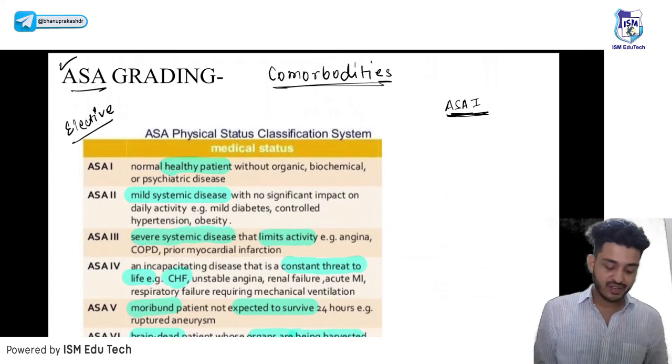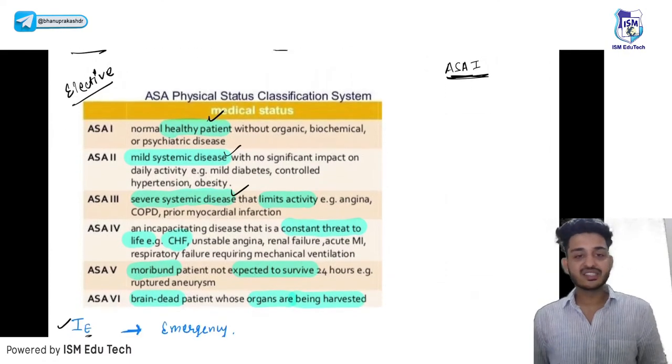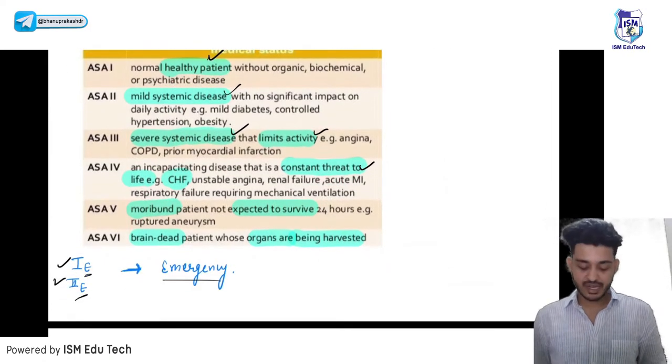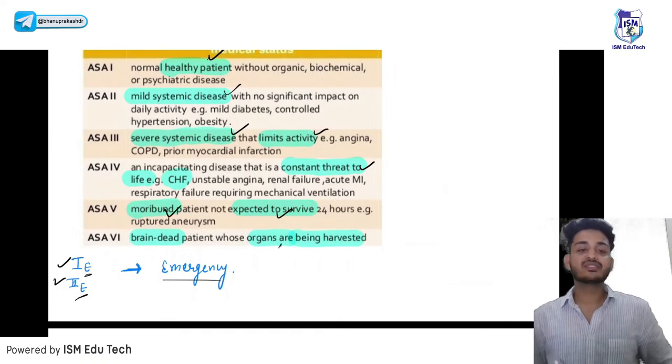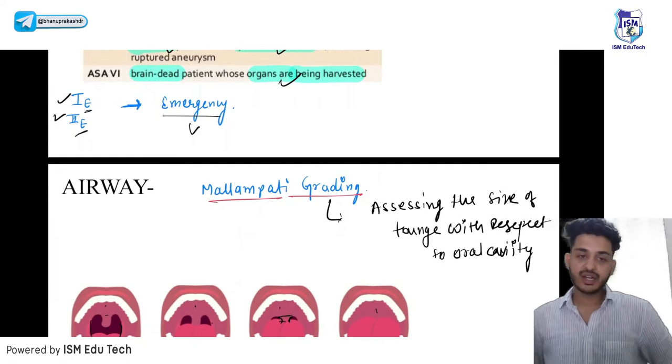In grading, grade 1 will be a healthy patient, grade 2 will be mild systemic disease, grade 3 will be severe systemic disease that limits activity, grade 4 will be a constant threat to life, and grade 5 will be a moribund patient, and grade 6 will be organ harvesting, right? If it is an emergency, an E gets added, that you know.